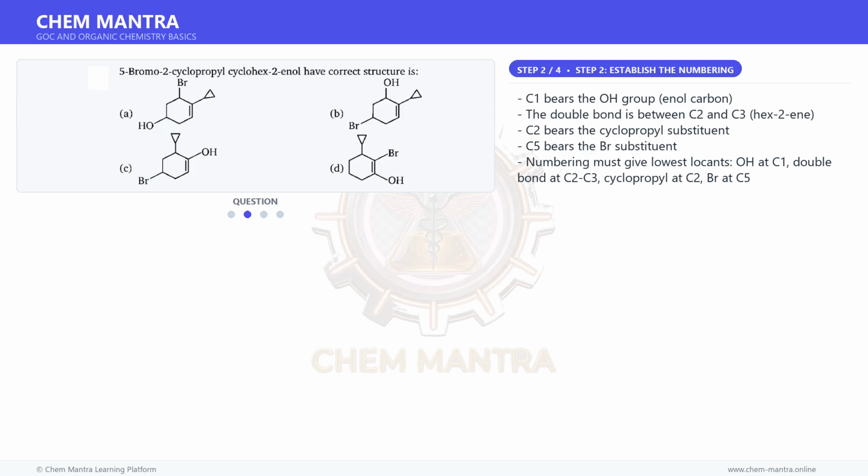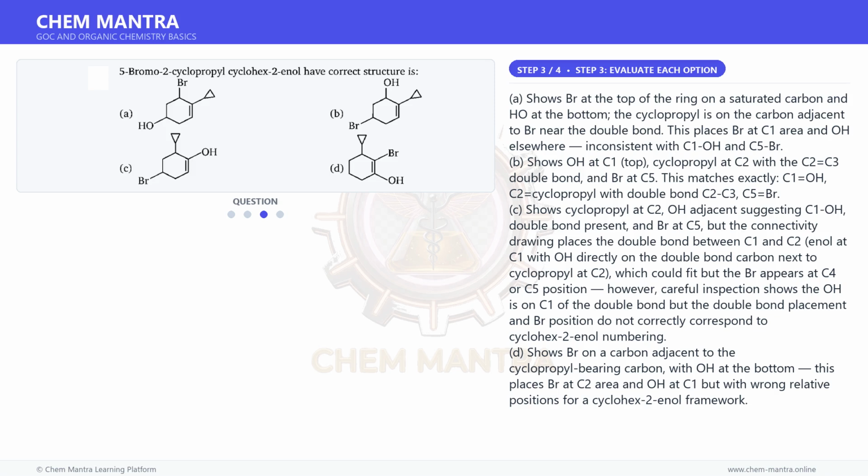C1 bears the OH group, enol carbon. The double bond is between C2 and C3, hex-2-ene. C2 bears the cyclopropyl substituent. C5 bears the Br substituent. Numbering must give lowest locants: OH at C1, double bond at C2, C3, cyclopropyl at C2, Br at C5.